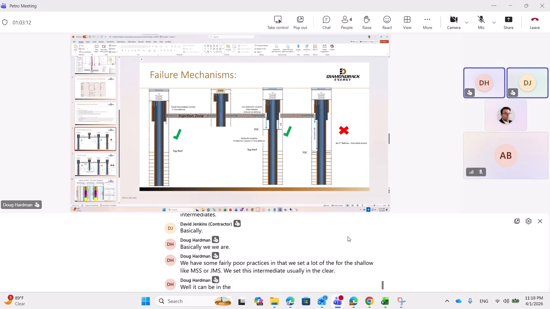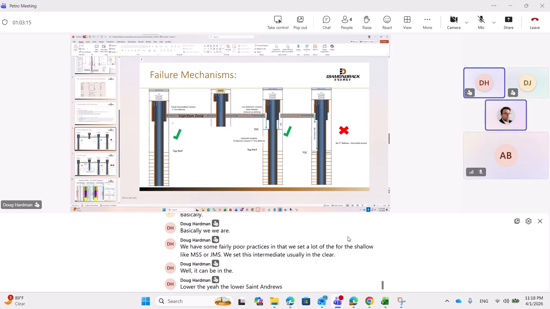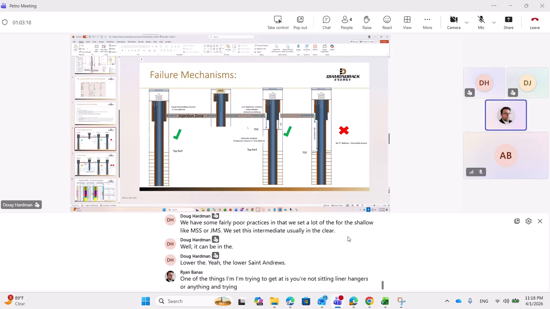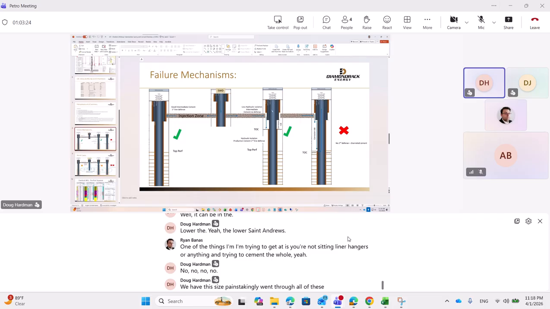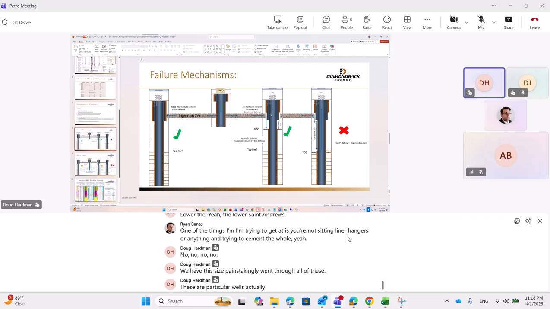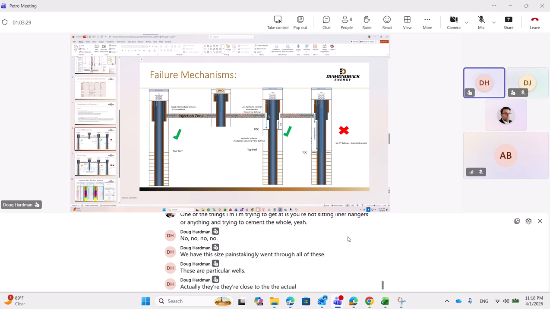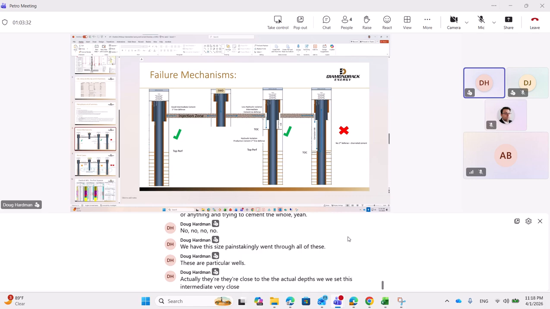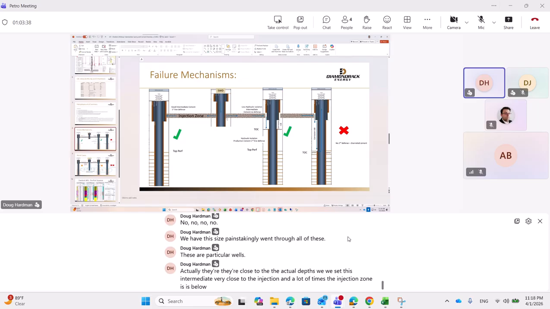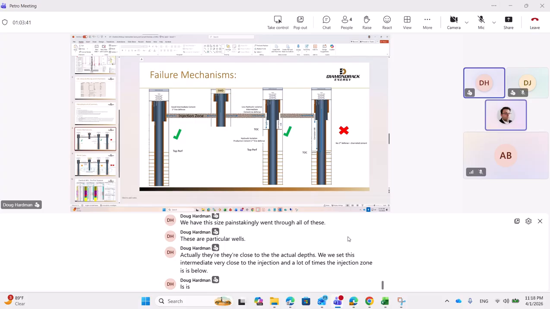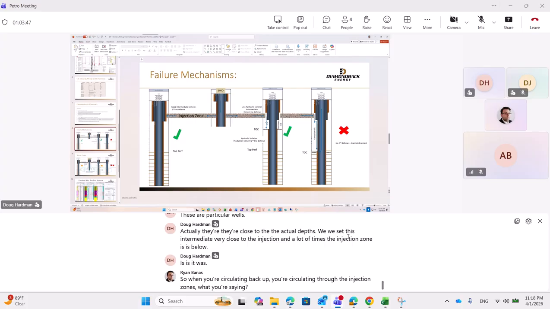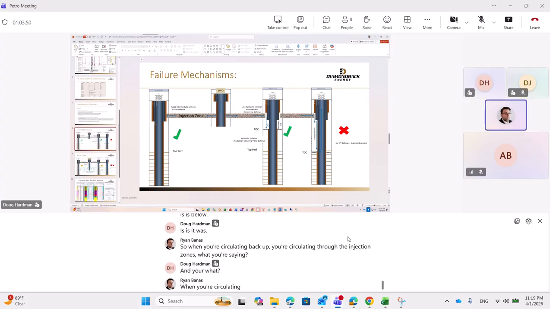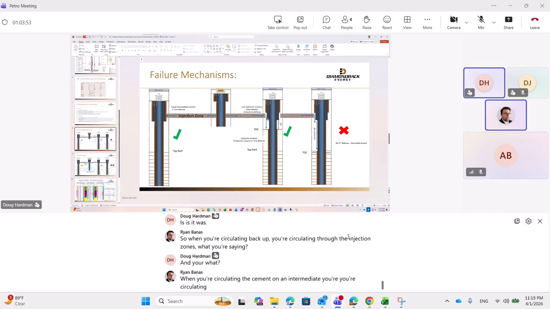That's generous. One of the things I'm trying to get at is you're not setting liner hangers or anything and trying to cement the whole thing. No. I painstakingly went through all of these. These are particular wells, and they're close to the actual depths. We set this intermediate very close to the injection, and a lot of times the injection zone is below. So when you're circulating the cement on that intermediate, you're circulating up through the injection interval.